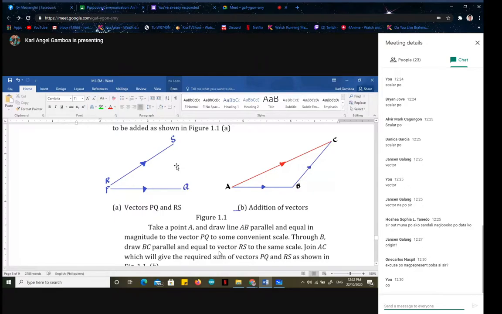Okay? So, there are different methods in adding vectors, and at the same time, subtracting two vectors. We will be going to discuss them later. For instance, take a point A. Sir, what do you mean by this point A? So, let's write that first.